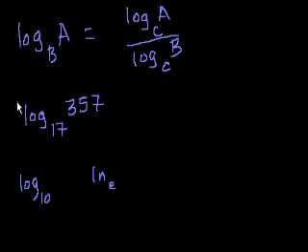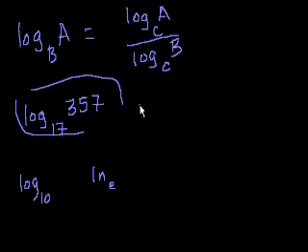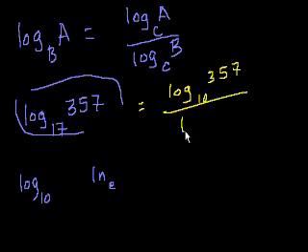So if you're given this on an exam, you can very confidently say, oh, that is just the same thing as, we could do either e or 10, log base 10 of 357 divided by log base 10 of 17. So you literally could just type 357 in your calculator and press the log button, and you're going to get bam, bam, bam, bam.